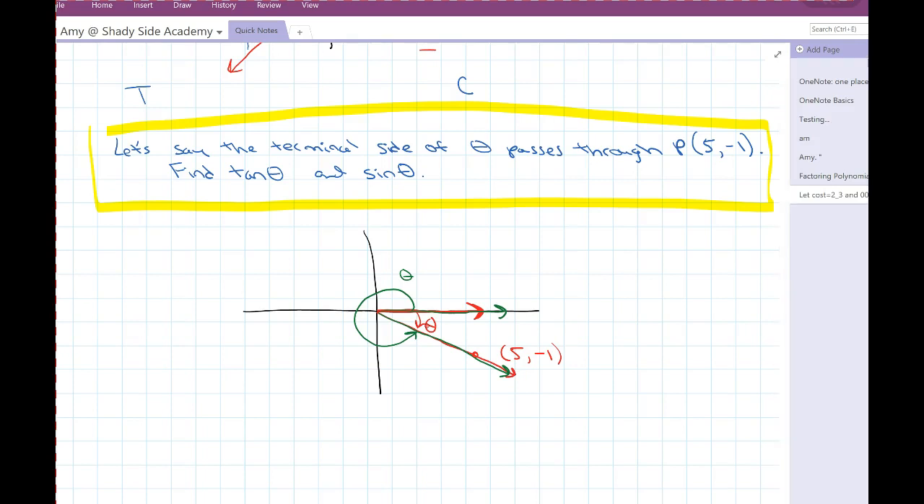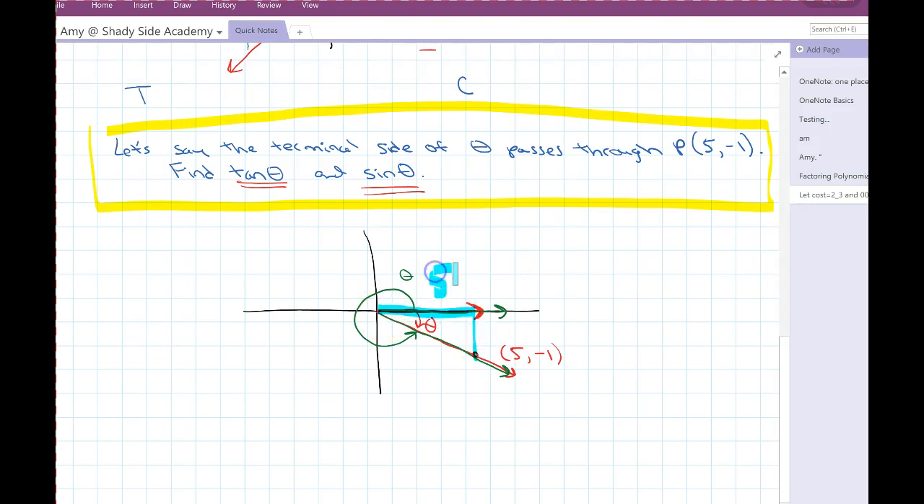Now here's a question I have for you. Does it matter which angle, green or red, I interpret this as, if this is what I'm going to be asked to find? The answer is no, it doesn't matter. Coterminal angles will have the same tan theta and sine theta. What is it about this point 5, -1? Once again, we can superimpose a right triangle. Let's just drop in an altitude.